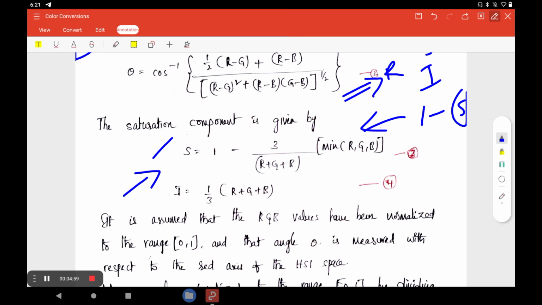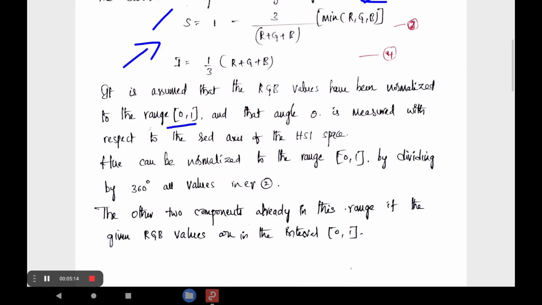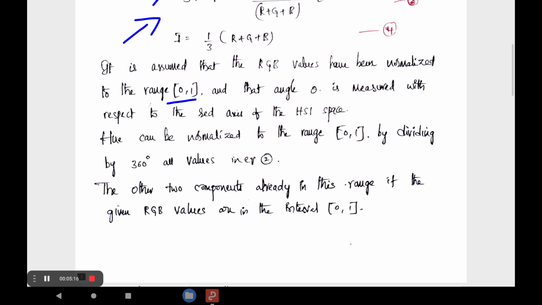So for generalization purposes, we can consider the RGB values in the range from 0 to 1. Okay, the range is 0 to 1. We can also call it a normalized range. As well as that, theta is measured with respect to the red axis. So here theta is measured with respect to the red axis.